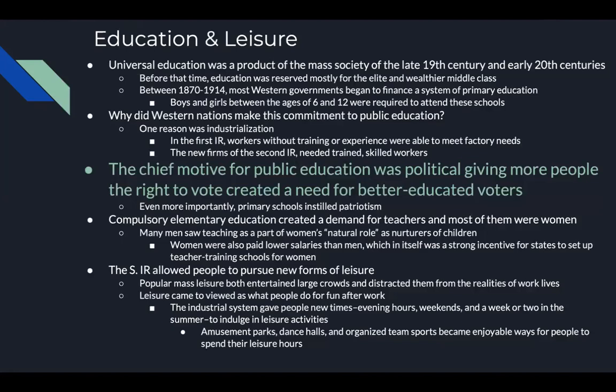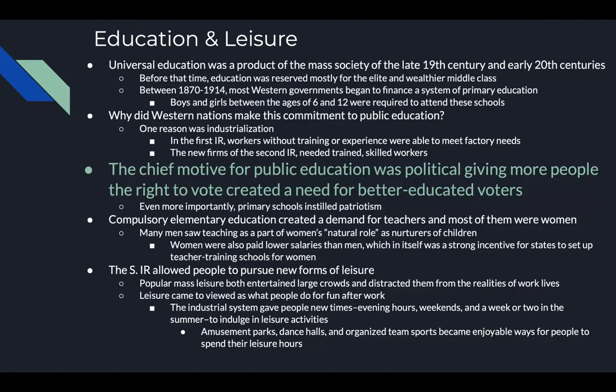All right, last slide. Education and leisure. Universal education was a product of mass society in the 19th and early 20th centuries. Before that time, education was reserved mainly for the elite and wealthier middle class. Between 1870 and 1914, most Western governments began to finance a system of primary education. Boys and girls between the ages of 6 and 12 were required to attend these schools.